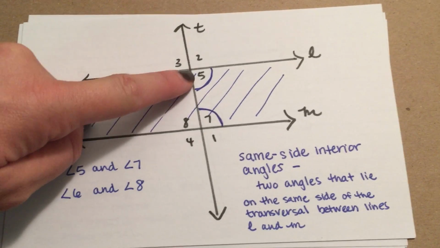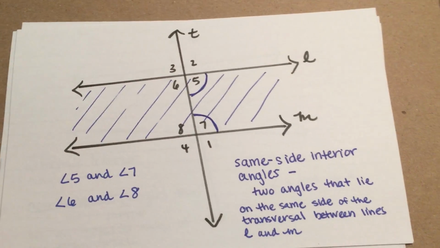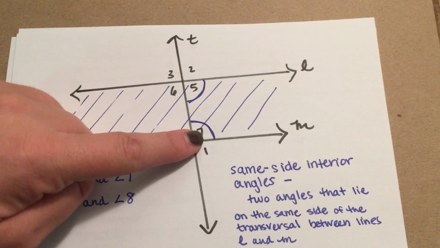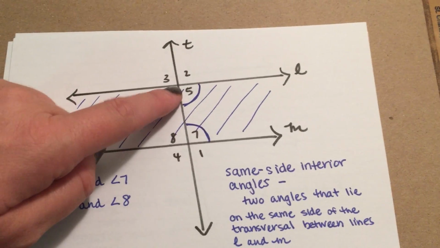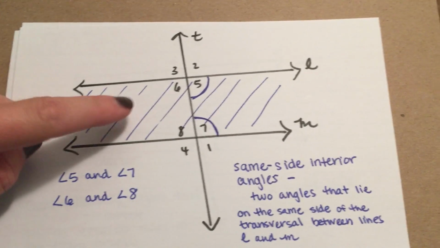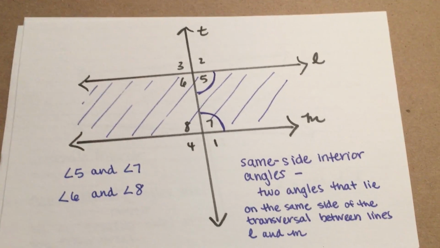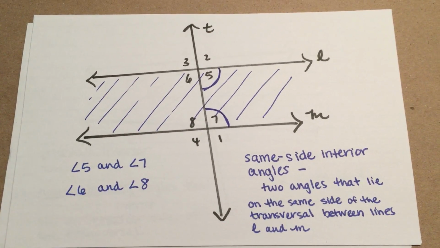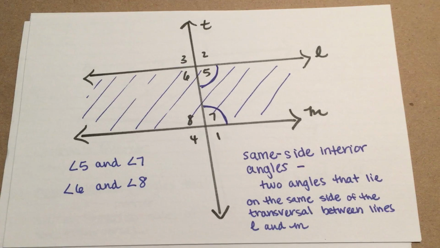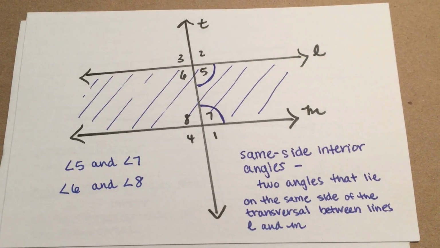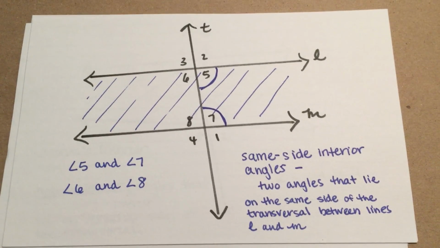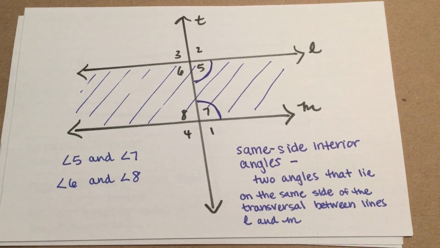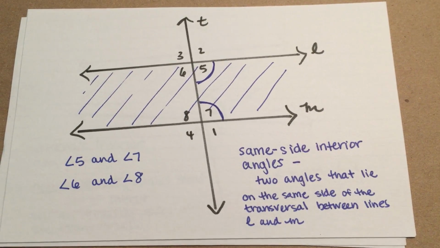So I can see 5 and 7 are both to the right of this transversal, and so they're on the same side, they're on the right side, and they're in the interior. Angles 6 and 8 are also same side interior angles to each other. However, it would be incorrect to say that angles 6 and 5 or 8 and 7 or 8 and 5 are same side interior angles. So 5 and 7, 6 and 8 for this example.